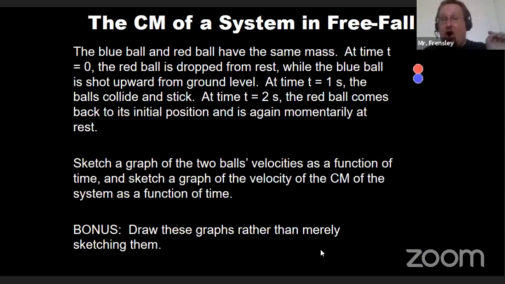Here's a bonus. The bonus is draw, don't sketch. Sketch means just give me the shape. Draw means put actual legit numbers on the axes. Let's see if you can do it, but you're not going to get much time to do it. It's only going to be a couple of minutes. On your mark, get set, go.